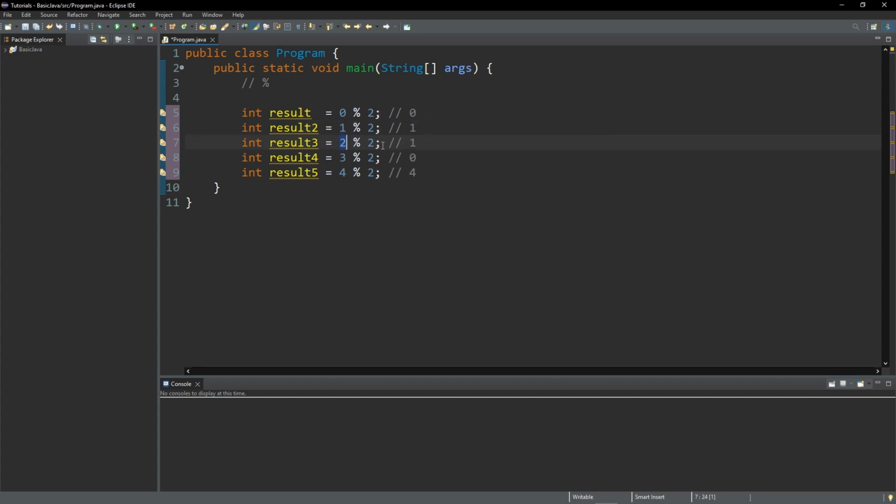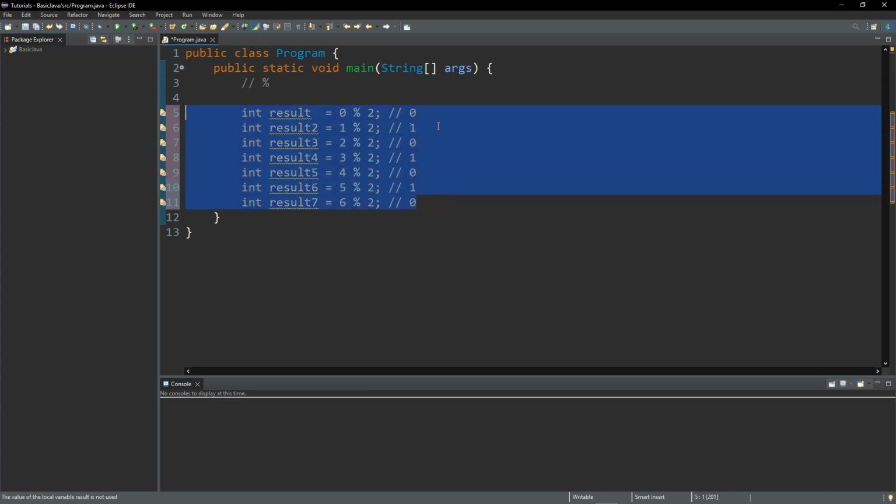2 is 0 away from a multiple of 2. 3 is 1 away from a multiple of 2. 4 is 0 away from a multiple of 2. Can you see the pattern here? If I made more, 5 mod 2 and 6 mod 2, it would follow this pattern of 0, 1, 0, 1, 0, 1, and you can tell which one is odd or even because of this. You can say that 1 is odd and 0 is even, because it's always going to be that far away from a multiple of 2.